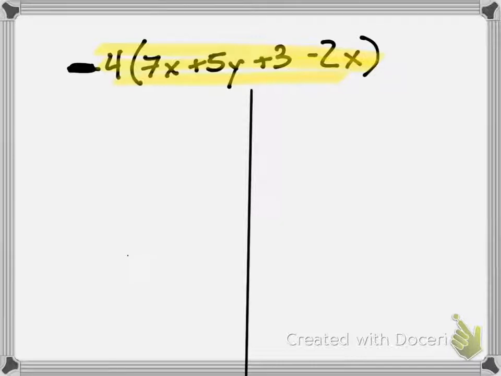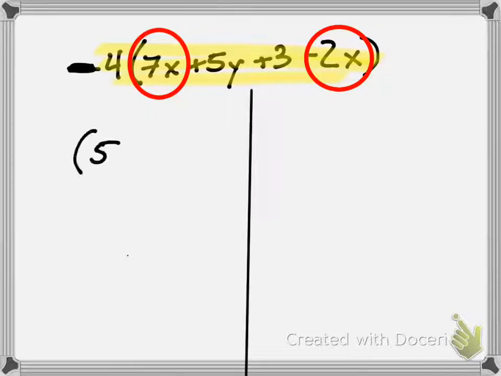Who else can tell me what the like terms are? Jenna. Perfect. We can combine those two because they both have x's. Always make sure you circle the operation in front of it. It is very different if I did not circle the operation. You always have to circle the operation. What is 7x minus 2x? Exactly, Liam. We get 5x.